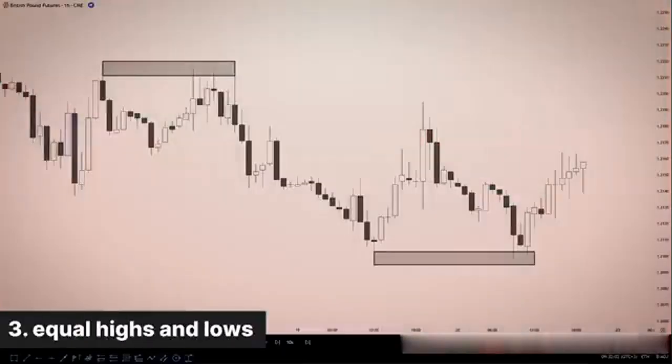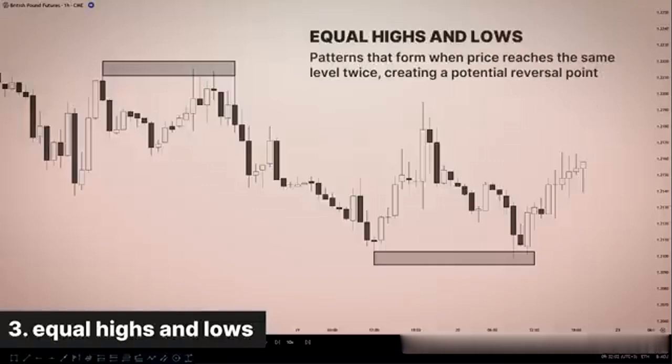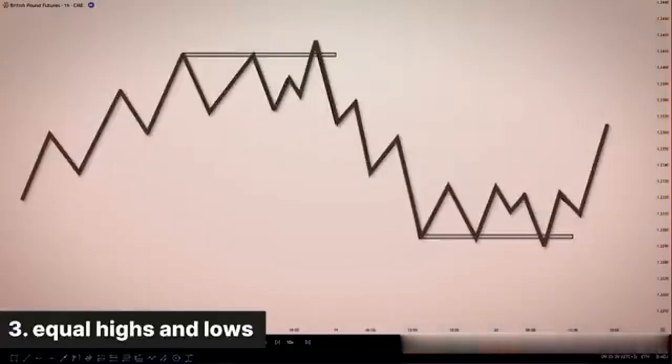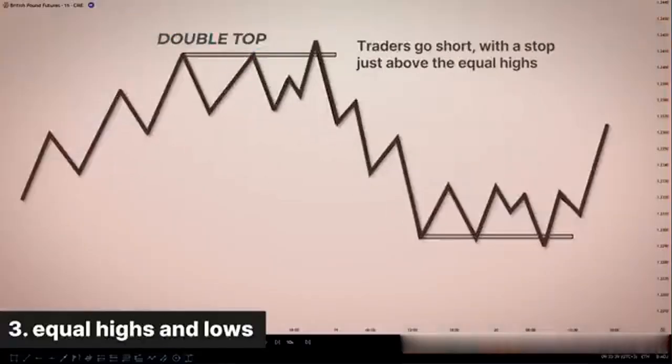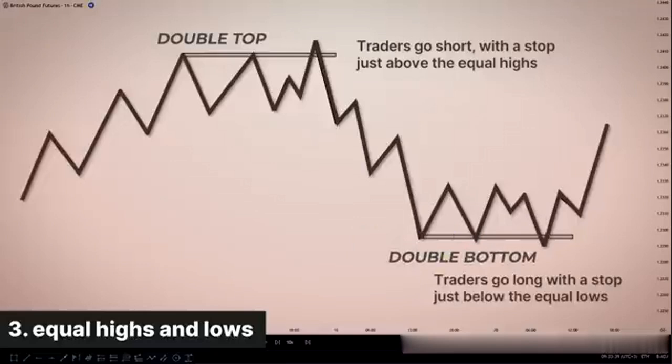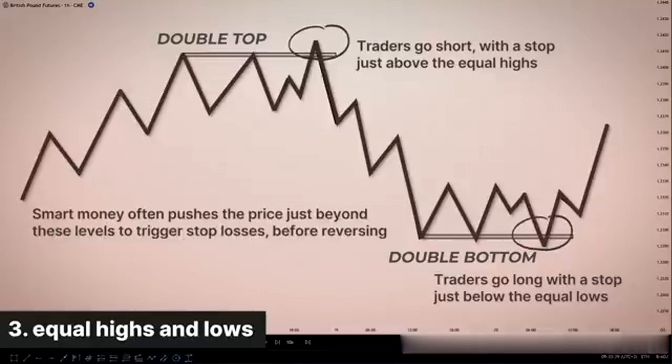Equal highs and lows, also known as double tops and double bottoms, are also exploited by smart money. These patterns form when price reaches the same level twice. For a double top, they might go short, with a stop just above the equal highs. For a double bottom, they might go long, with a stop just below the equal lows. Smart money knows this and often pushes the price just beyond these levels to trigger stop losses before reversing. This creates a liquidity pool that they can use to their advantage.